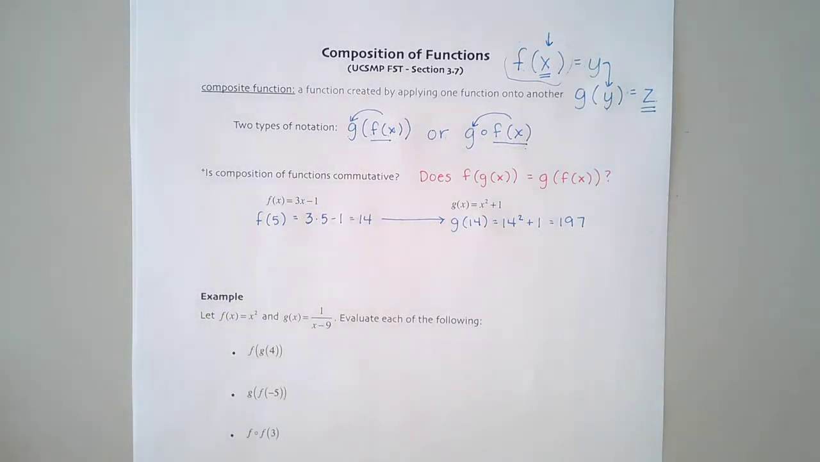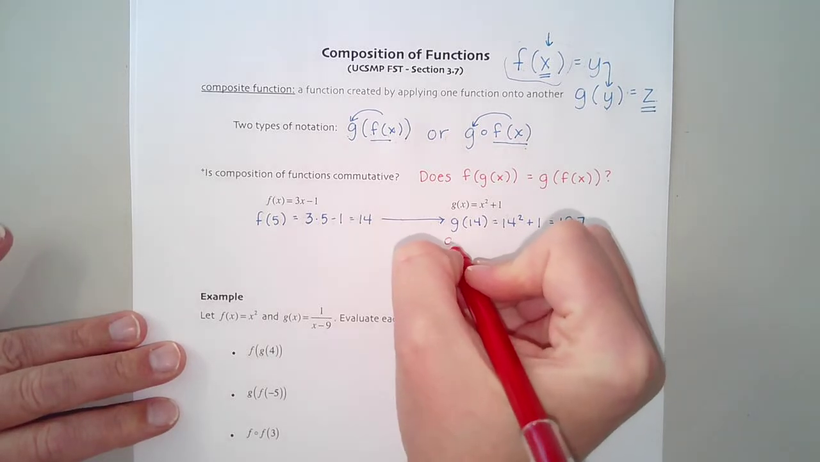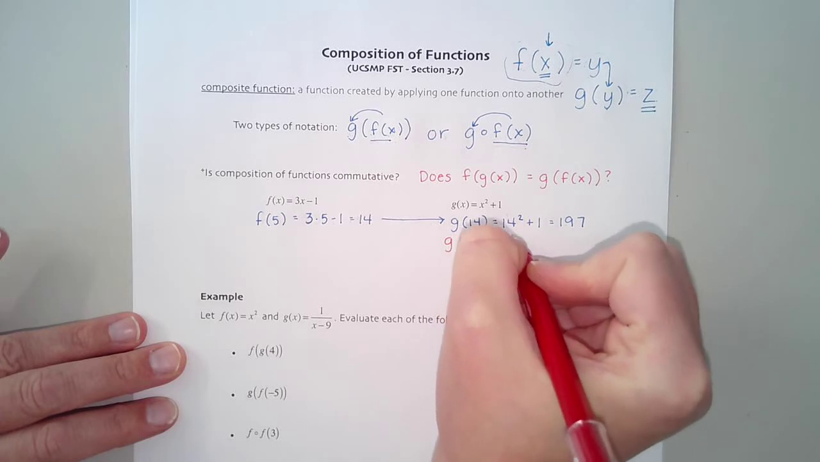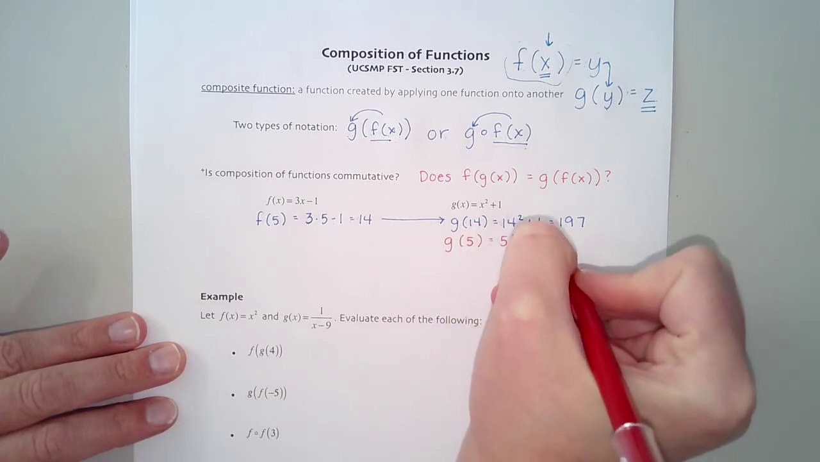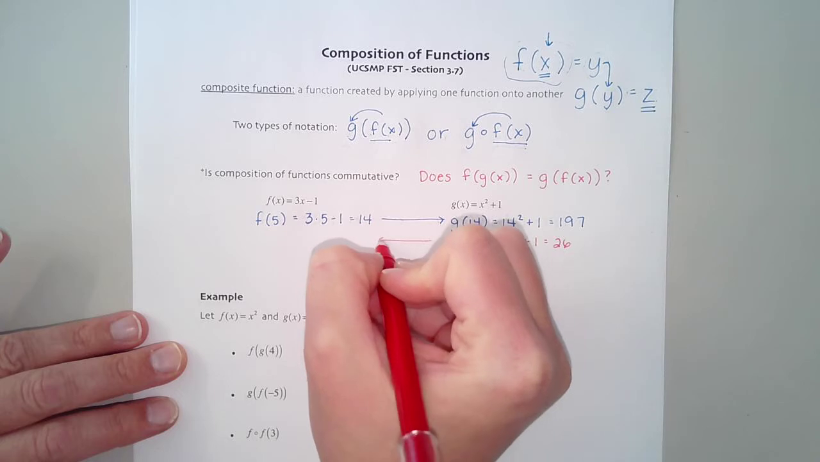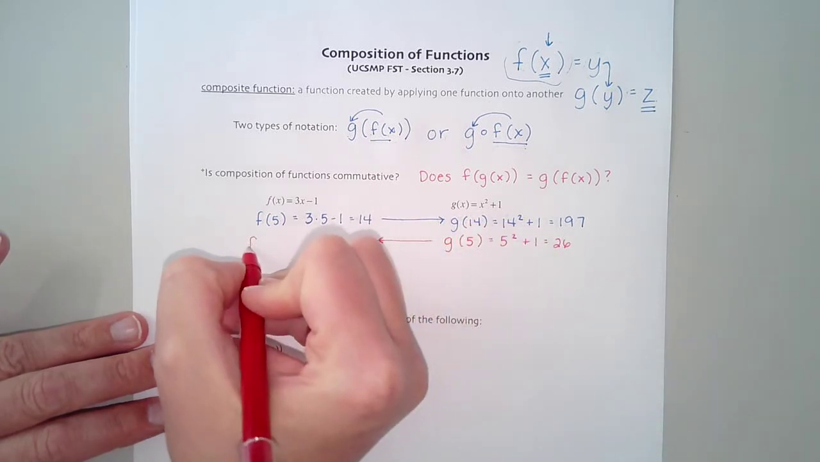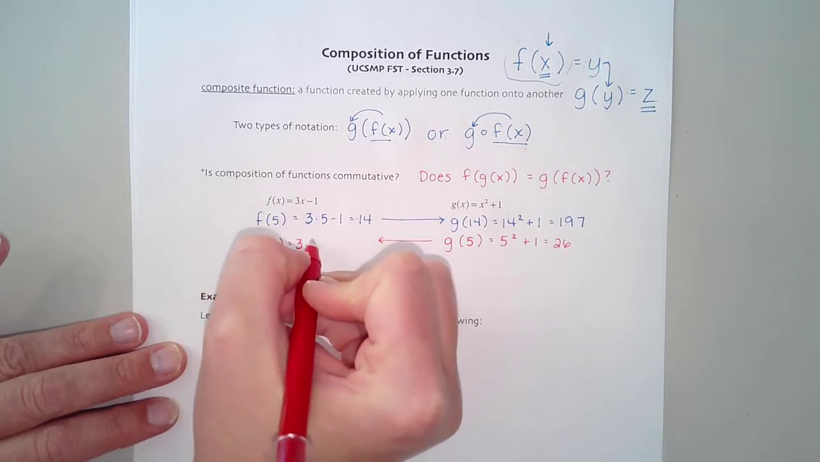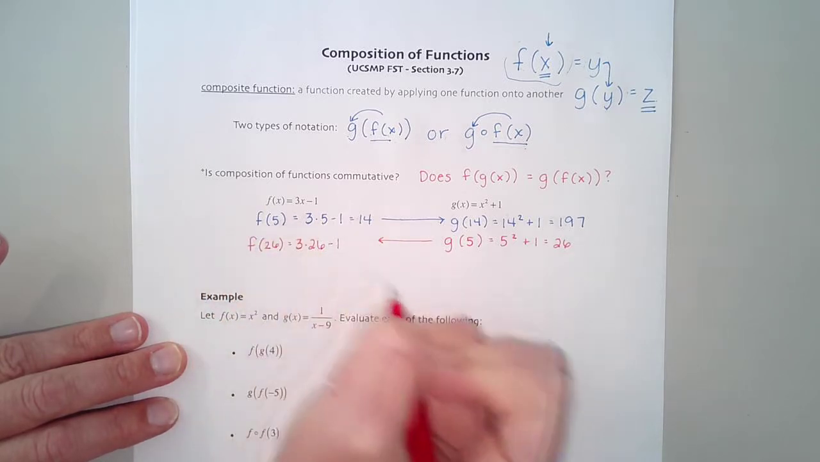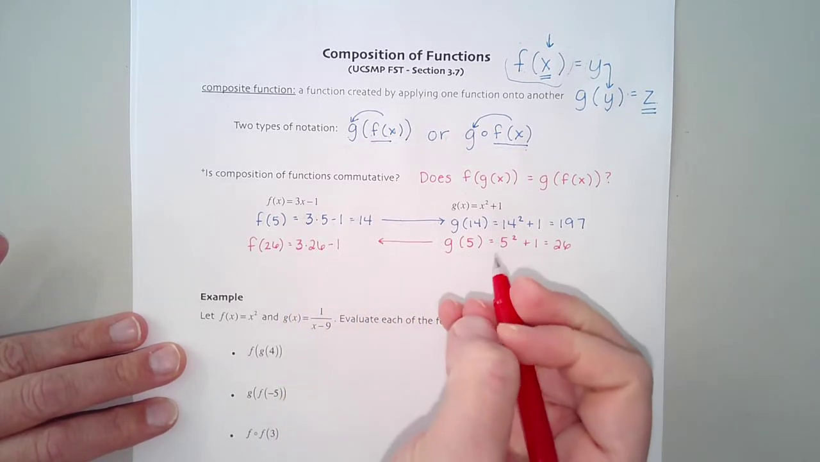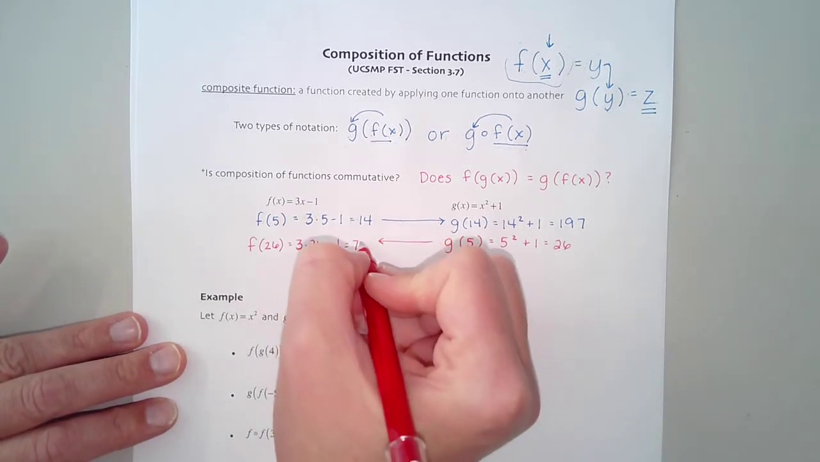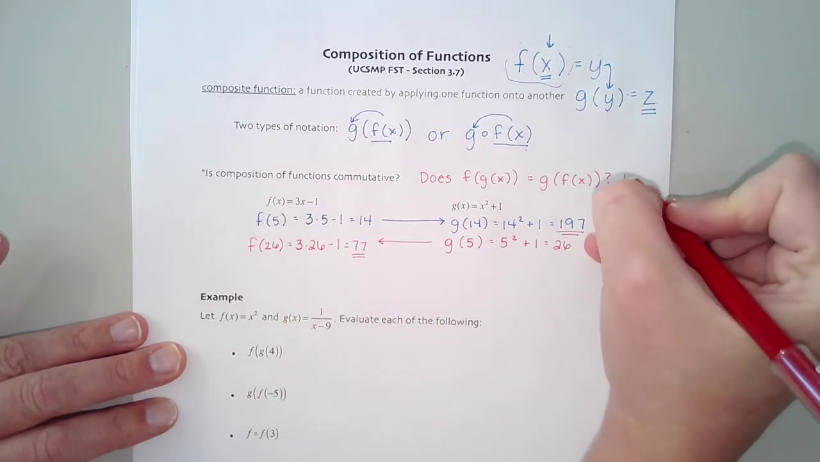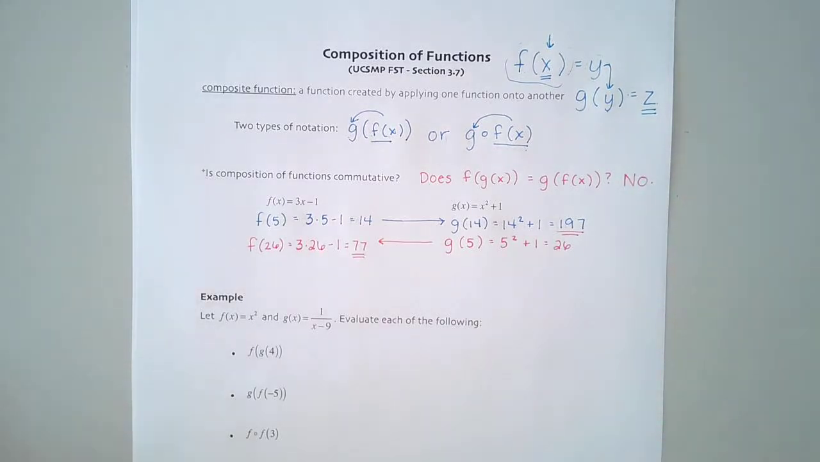Let me do that the other way around. So I'm going to start with the g function, and I'm going to drop the 5 in there first. So g of 5 equals 5 squared plus 1, which is 26. And then I'm going to plug that 26 into f. So f of 26, that's 3 times 26 minus 1. Well, let's see, 3 times 26 I believe is going to be 78, minus 1 is 77. And because this answer did not come out matching this answer, my answer here would be no. Function composition is not commutative.